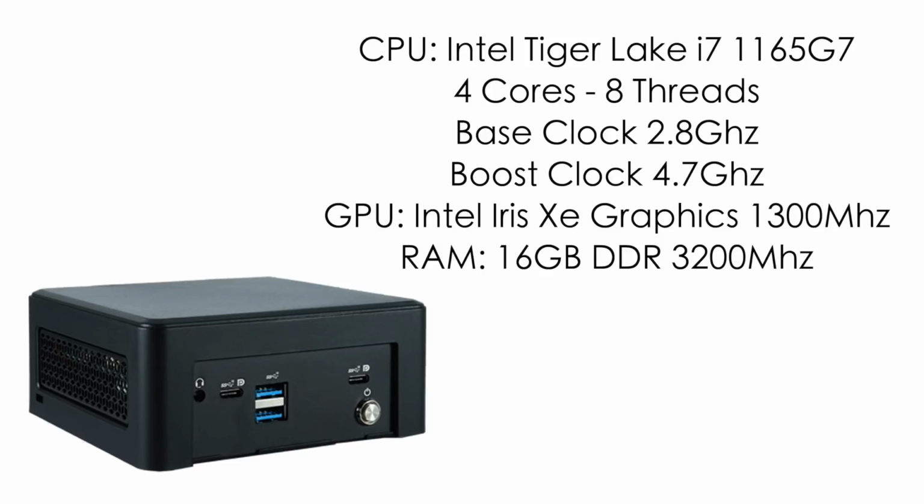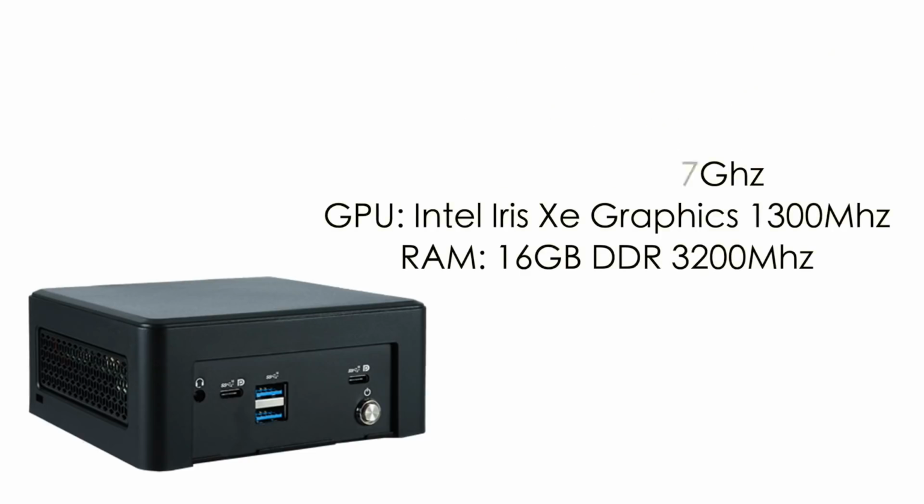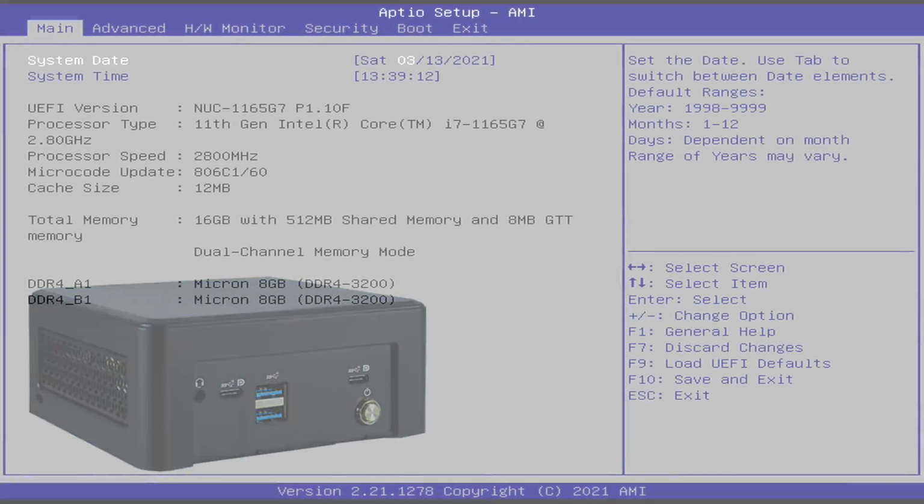We have that Intel Tiger Lake i7-1165G7, 4 cores, 8 threads, base clock 2.8 GHz with a boost up to 4.7. The GPU is the new Intel Iris Xe graphics. This is the one with 96 execution units at 1300 MHz. And as you saw, we have 16 GB of DDR4 running at 3200 MHz.